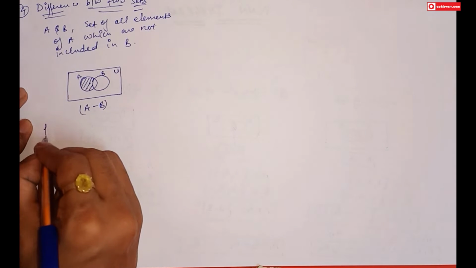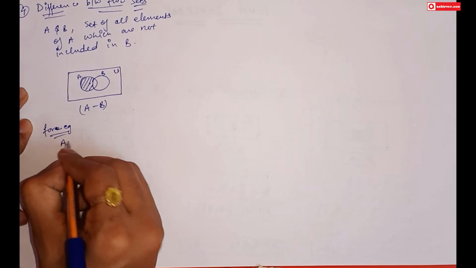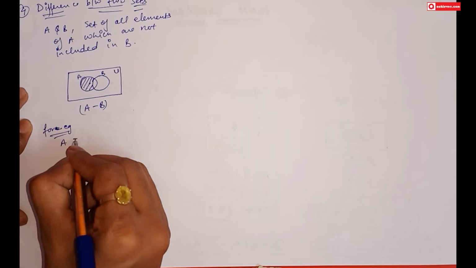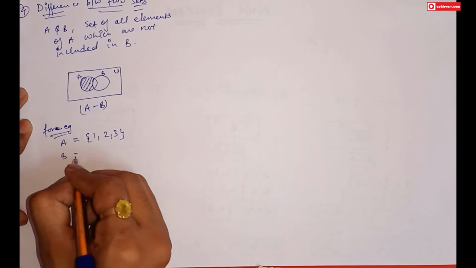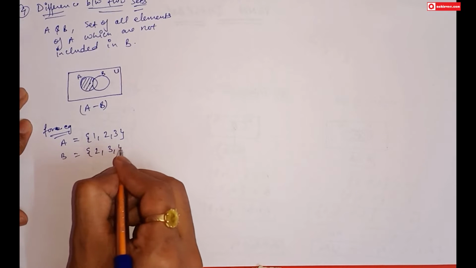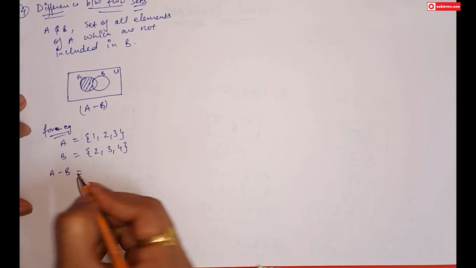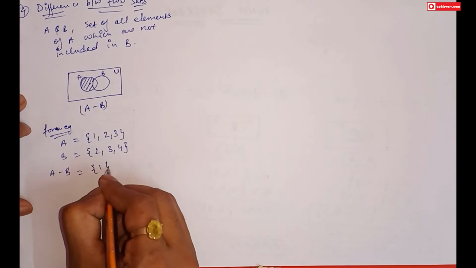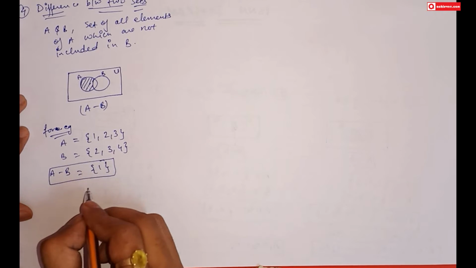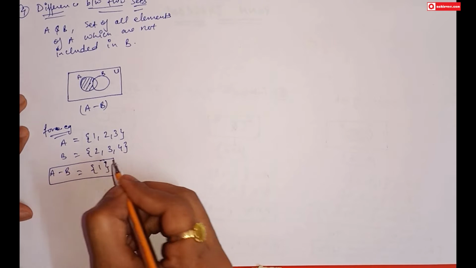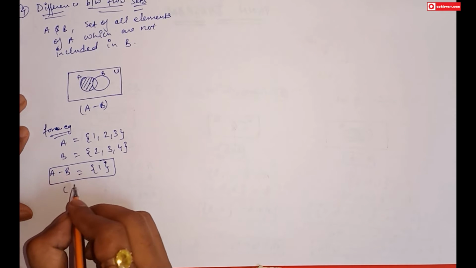So for example, if we have set A 1, 2, 3 and set B 2, 3, 4. So A minus B will be only 1. And remember, we call this a singleton set. Singleton set is when there is only one element left. So this will be a singleton set and also a difference of a set.